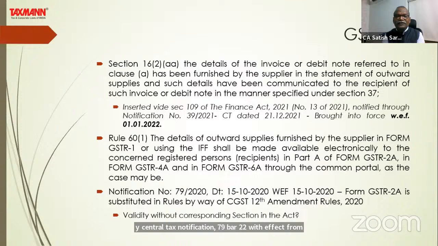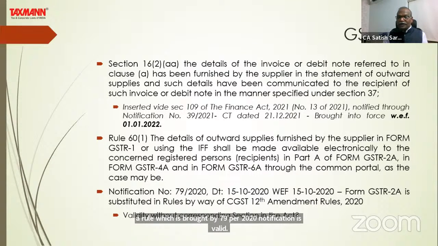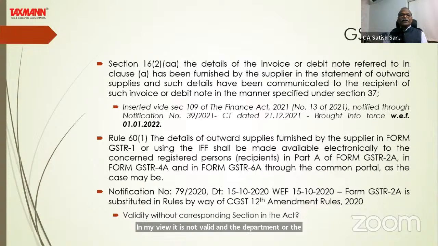See the situation here. The rule is amended on 15th October 2020, but the section has come into the statute from 1st January 2022. So before 1st January 2022, there is no concept of GSTR 2A in the statute book. In the absence of an enabling provision in the Act, whether a rule brought by the 79/2020 notification is valid. In my view, it is not valid, and the department or the adjudicating officer cannot insist on the recipient that your input tax credit is not appearing in GSTR 2A and you are claiming the input tax credit over and above the GSTR 2A. This stand cannot be taken.